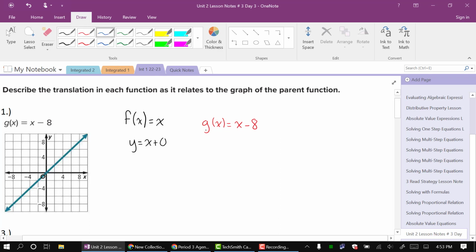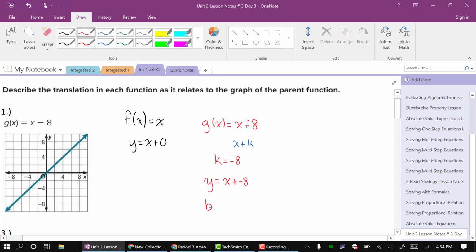So this is coming from the formula x plus k. Since this is my formula and I'm looking here, it's not quite in the form that I need it to be. So I need to change this subtraction over to addition. And when I do that, that becomes a negative 8. So my k value for this problem is going to be negative 8, which means that from my parent function, I'm going to have a shift down. So my equation is y equals x plus negative 8.